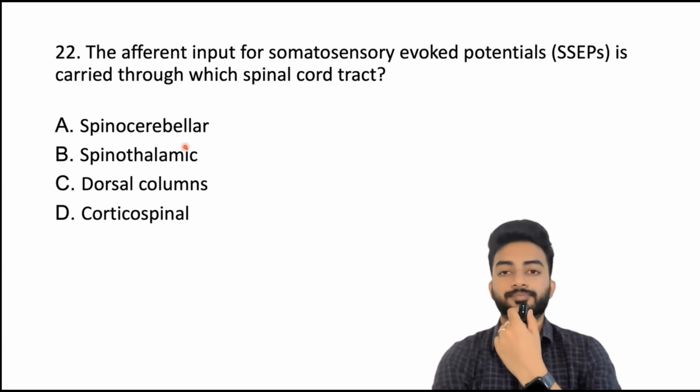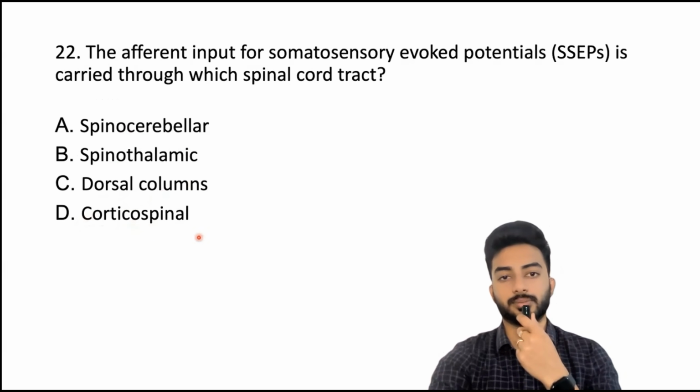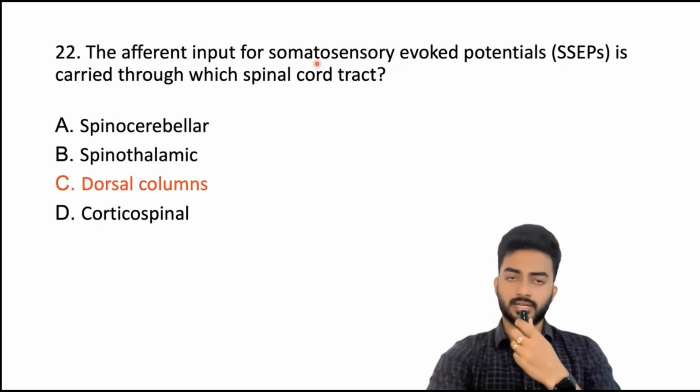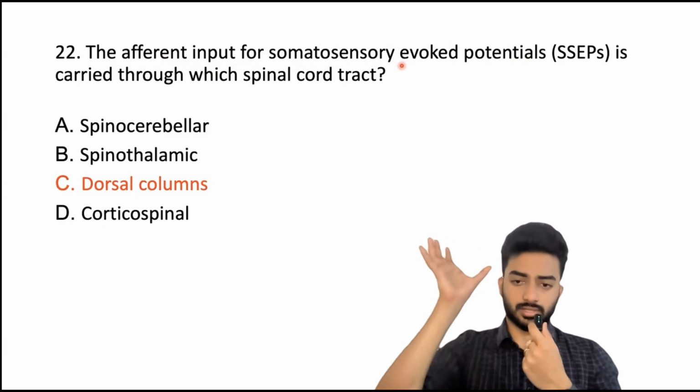22nd question. This is also from neuroanesthesia. The afferent input for somatosensory evoked potential, that is SSEPs, is carried through which spinal cord tract? Option A, spinocerebellar tract. Option B, spinothalamic tract. Option C, dorsal columns. Option D, corticospinal tract. So you have to see whether it is motor evoked potential or somatosensory evoked potential. And we have to see if it is efferent or afferent input. So the answer for this is dorsal column, because the afferent input for somatosensory sensations is carried in the dorsal column of the spinal cord.